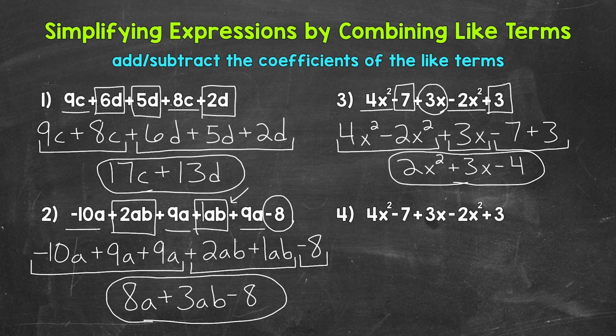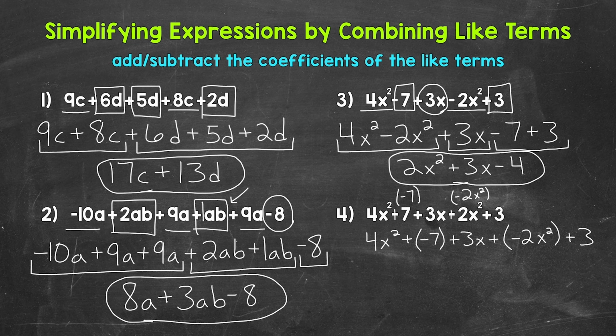So let's rewrite this expression with only addition separating the terms. We do this by adding the opposite, so change any subtraction to adding the opposite. Let's change this to addition, and then the opposite of positive 7 is negative 7, so add the opposite. Then let's add the opposite here as well, so the opposite of positive 2x squared is negative 2x squared. So let's rewrite this with those changes. So we have 4x squared plus negative 7 plus 3x plus negative 2x squared plus 3. So now all of the terms are separated only by addition.